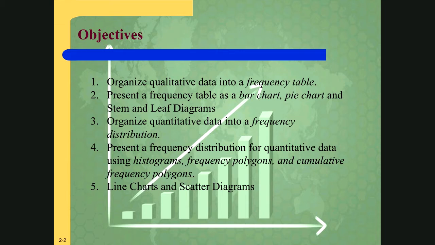And you present a frequency distribution for quantitative data using histograms, frequency polygons, and cumulative frequency polygons. And remember, what you're doing with quantitative data is it is continuous, and qualitative data is discrete. Okay? So carrying on with the quantitative data, you also can use line charts and scatter diagrams.